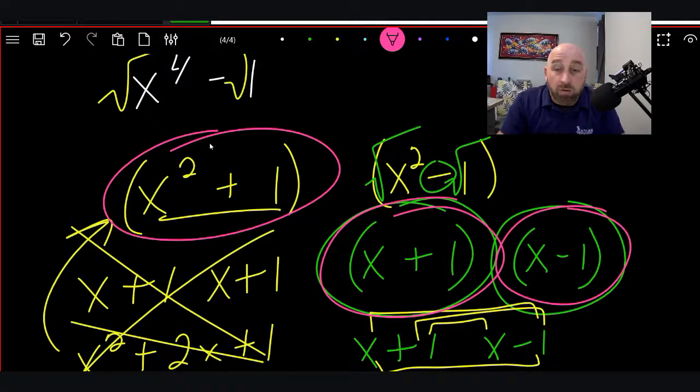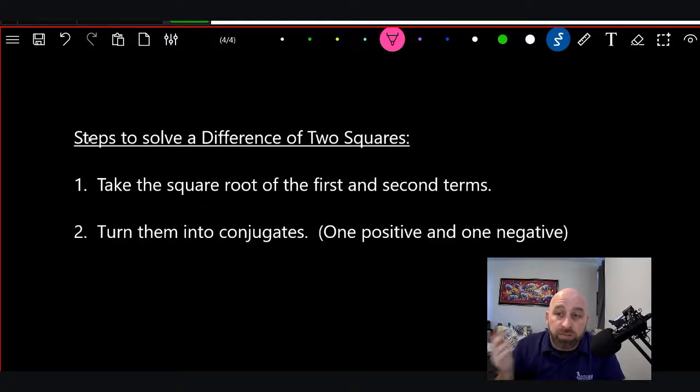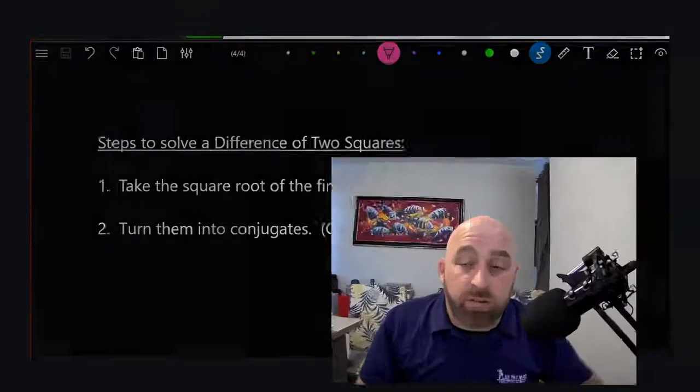Okay? Hopefully I didn't confuse you too much there. The big thing is just following the steps. What are the steps? They're right here. Number 1, square root the first and second terms. Step 2, turn them into conjugates. One gets a positive sign, one gets a negative sign. Done. Unless you might be able to factor it more. And sometimes you can. If you can factor it again, factor it again. Please don't forget to take out your common factors. That's going to be the biggest thing that you need to know.